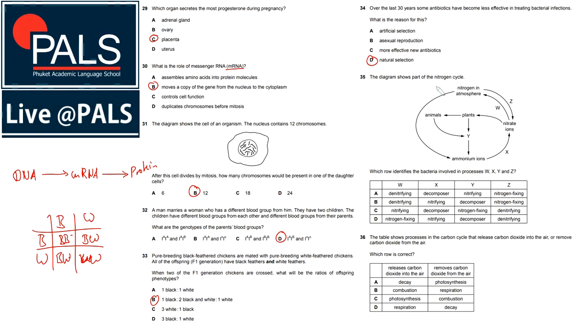The diagram shows part of the nitrogen cycle. Which row identifies the bacteria involved in processes W, X, Y, and Z? Okay, so let's start with W. Nitrate ions in the soil are changed into atmospheric nitrogen. That process is called denitrification.